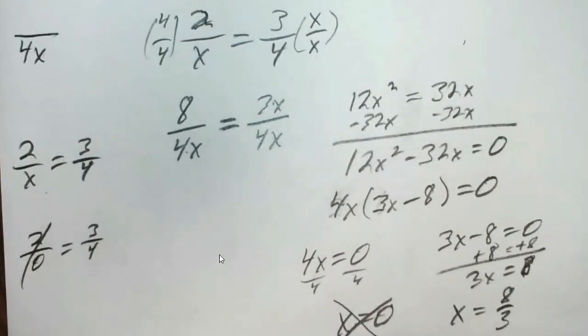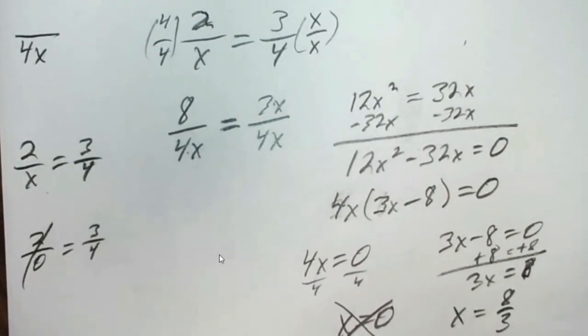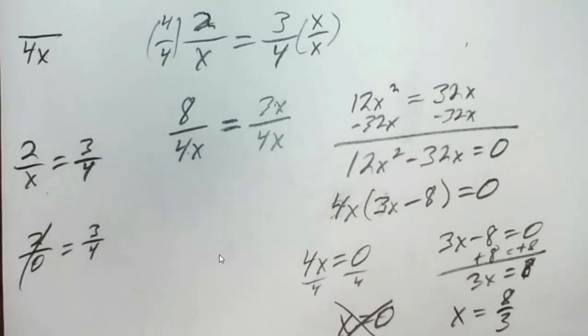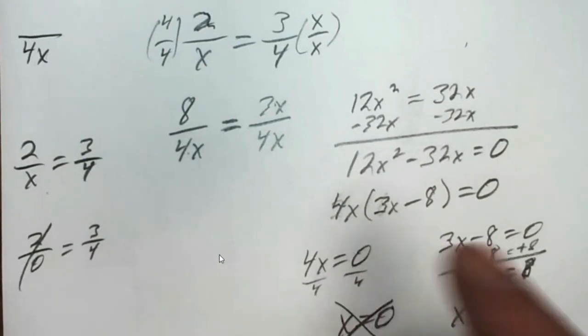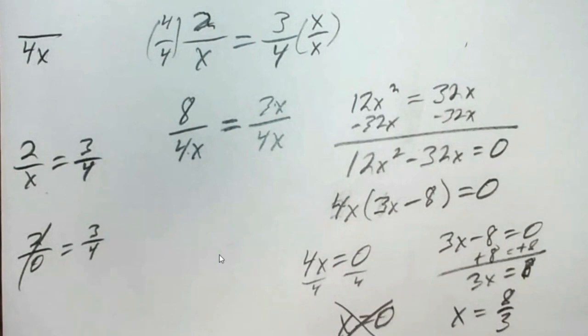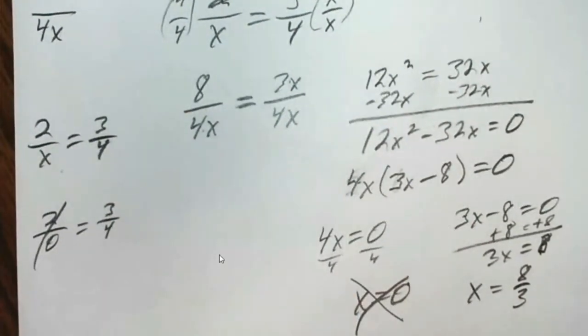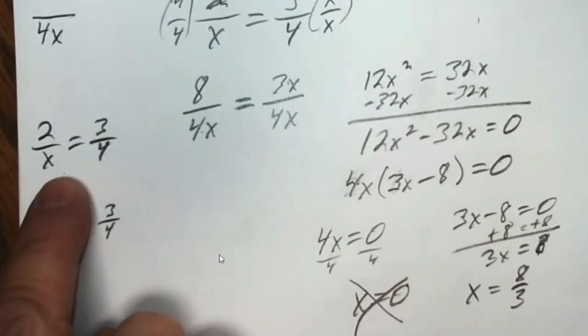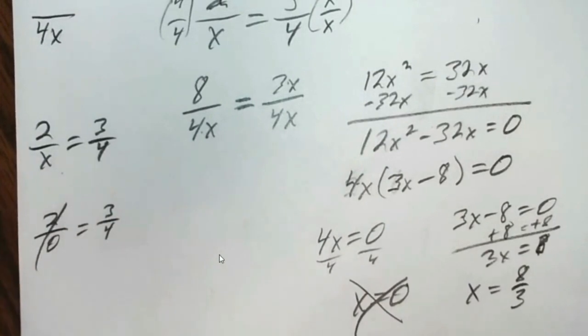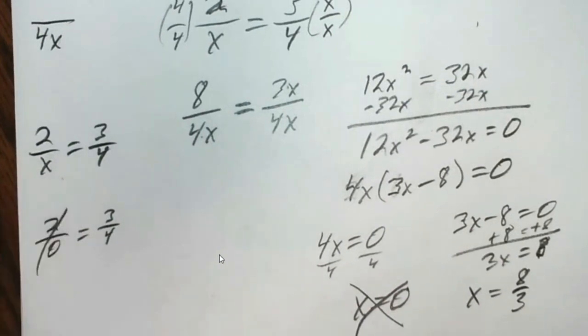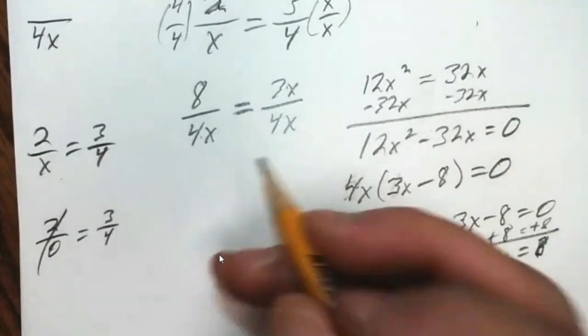This is an extraneous solution. It is a solution. The math works. It is a solution to this problem, but with the original equation, it doesn't work. So you will get some solutions that you have to throw out because for the original equation, it's not true.